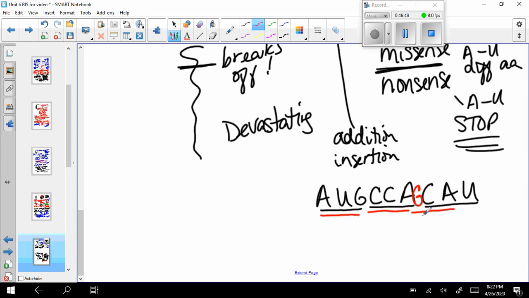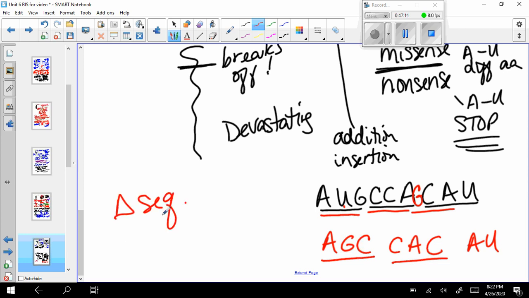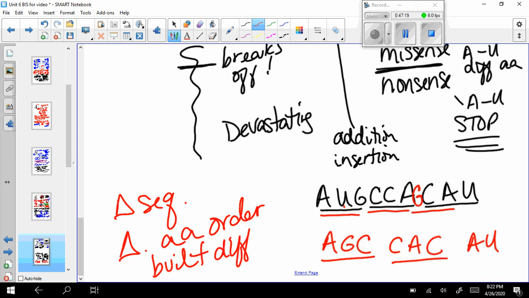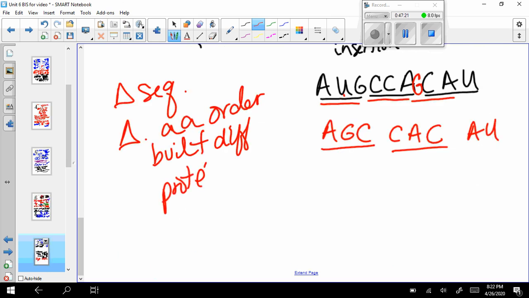The earlier you have an insertion, the more drastic the change. Or let's say I have a deletion, let's say I get rid of this U right here. Now it's going to read AGC, CAC, AU. That's also drastically changing what I code for, the amino acids that are going to come in order. And so when you change your sequence, you change your amino acid order, and that is going to build you a different protein, which could end up with a different shape.